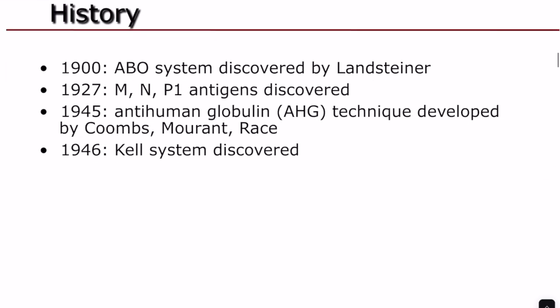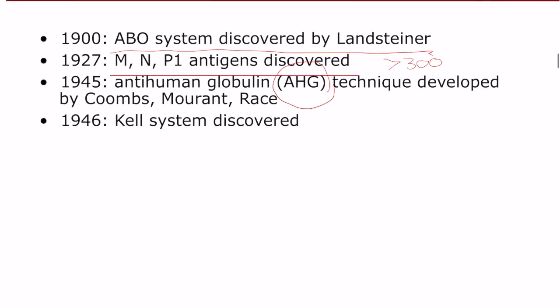All right. Again, here's some of our history. We can see that ABO was really important. It's been around 120 some years now. Pretty cool. Here's some of our additional blood group antigens. The other day I mentioned in class that there are over 300, and we're just going to talk about a few of those throughout this course. Anti-human globulin is a very important technique. And then the KELL system.